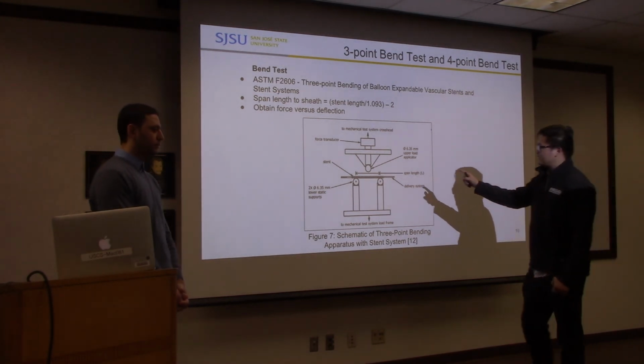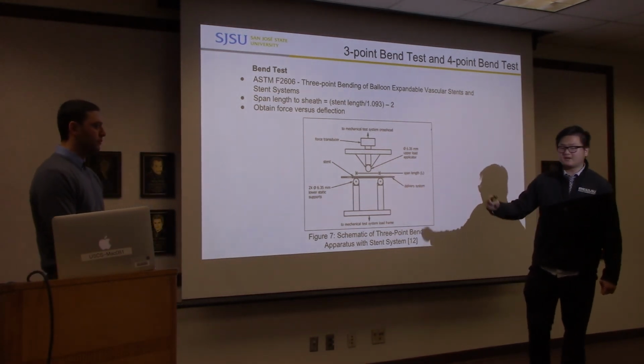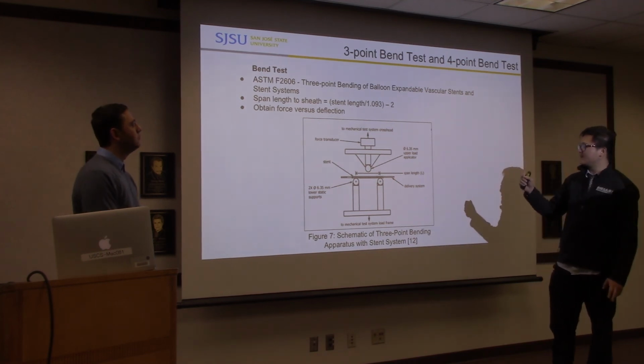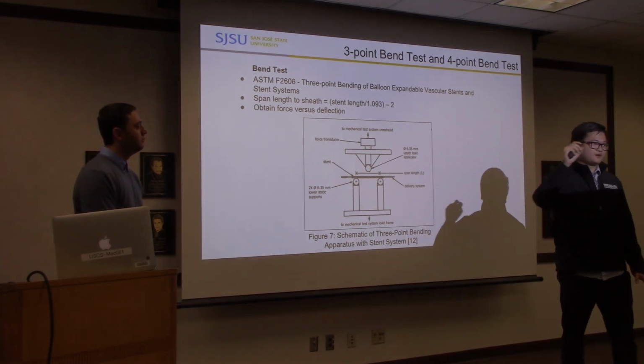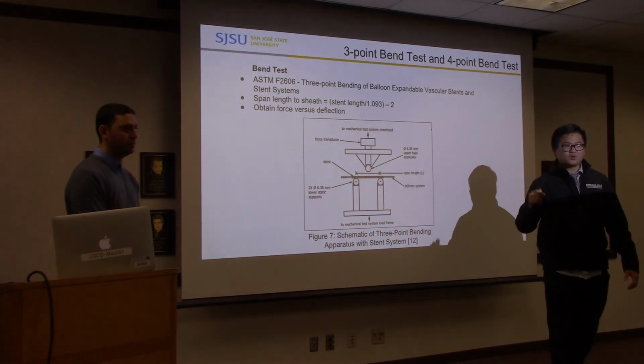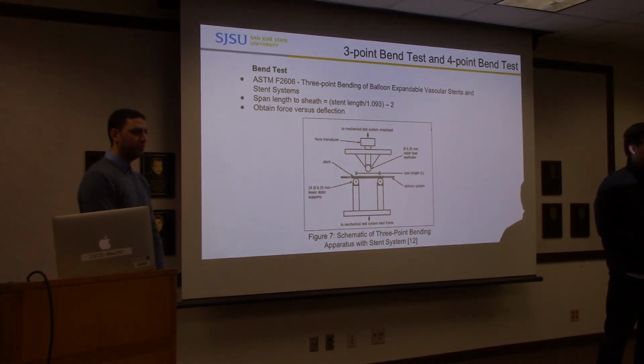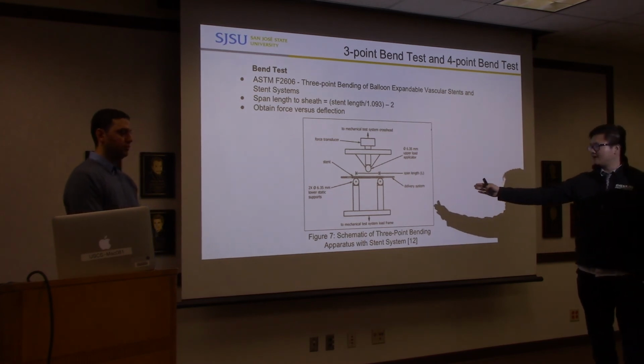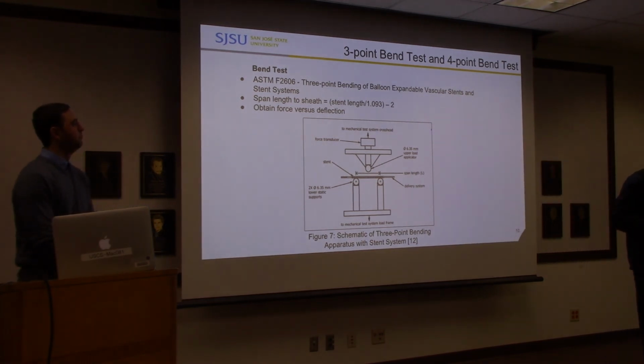As you can see, the standard calls for a 3-point bend test of a vascular stent, but we modified it for a catheter sheath. The span length: there's an equation for a certain size catheter sheath, and we have to base off that and come up with a span length based on the equation inside the ASTM.